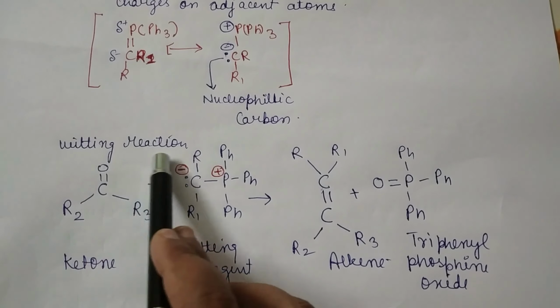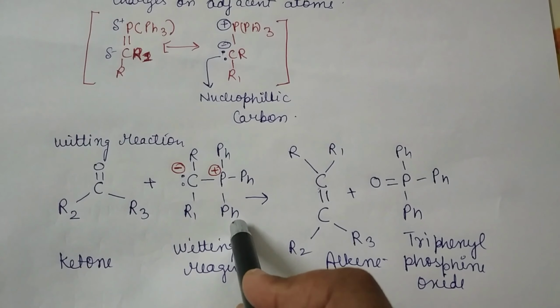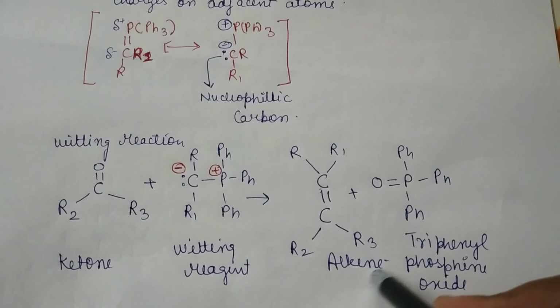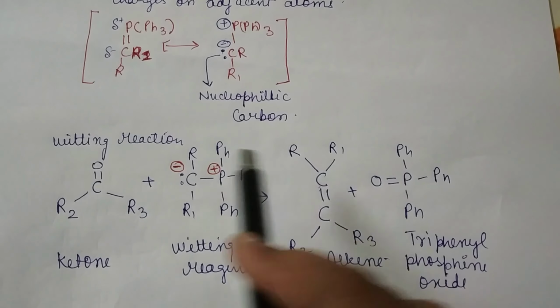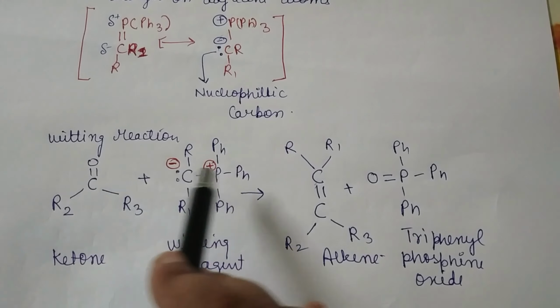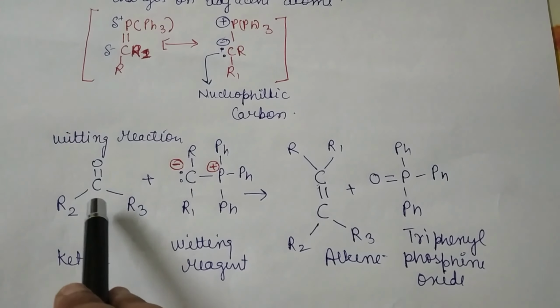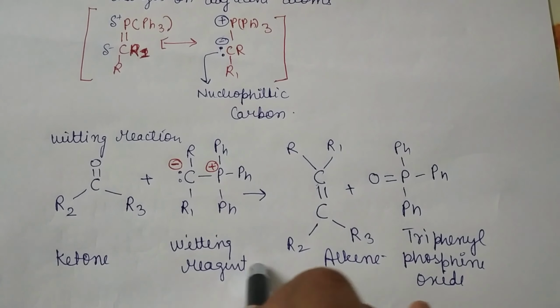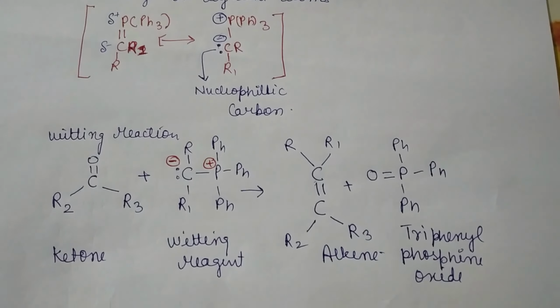This is one of the examples of Wittig reaction. Ketone reacts with Wittig reagent. Alkene plus triphenylphosphine oxide will be obtained as a product. So here you can say ketone is converted into alkene. It can be either ketone or aldehyde. They are converted into the alkene derivative with the help of Wittig reagent.